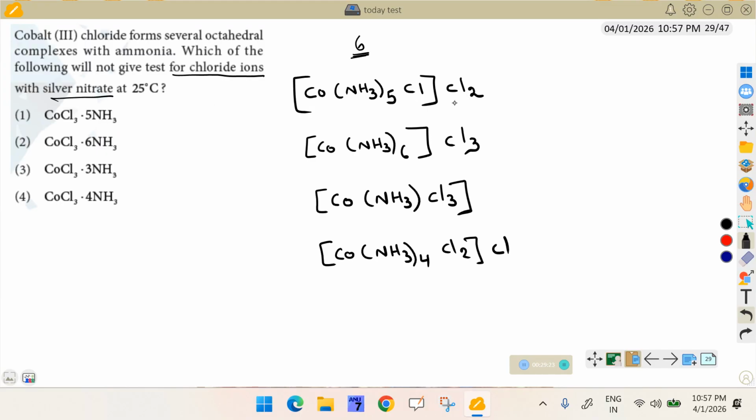If 2 chlorine atoms are present outside, 2 moles of AgCl are obtained. If 3 chlorine atoms are present, 3 moles of AgCl are obtained. 1 chlorine atom, 1 mole of AgCl. 0 chlorine atoms, 0 moles of AgCl. So, third option.